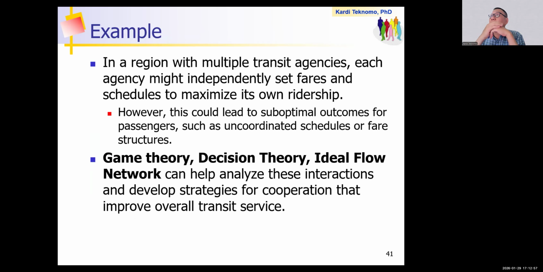So for example, in a region where you have multiple transit agencies, you want to set the fare and the schedule to maximize the ridership. In this case, many methods that we discuss in this class can be used, including game theory, decision theory, network flow, and linear programming.